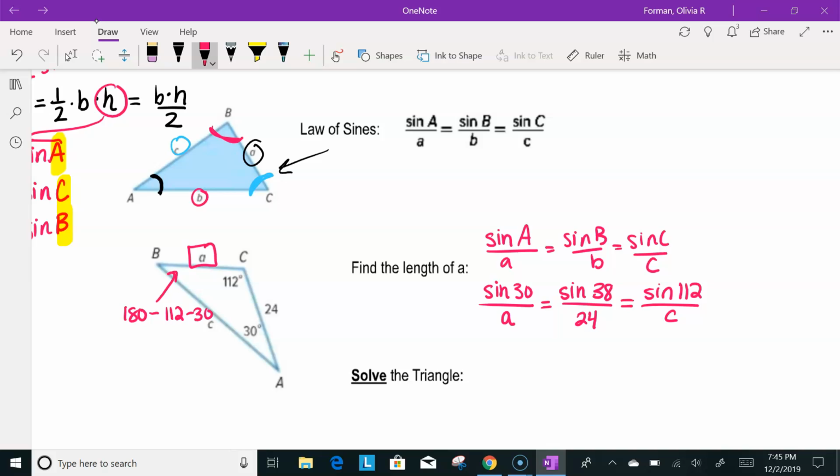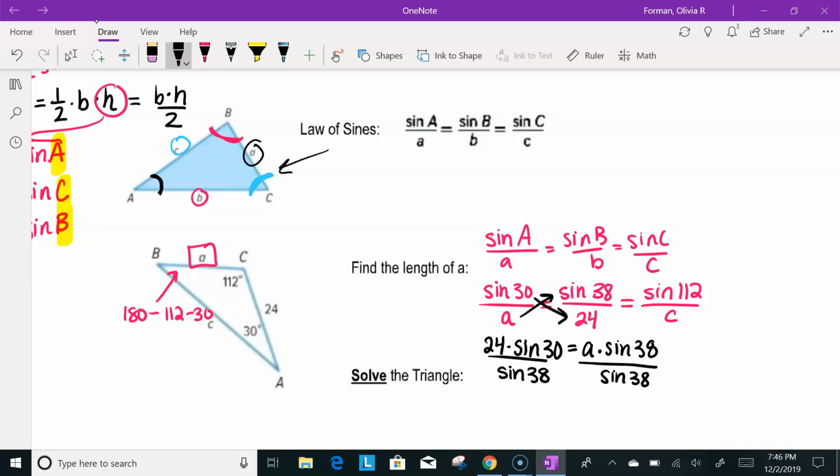So right now we have this proportion set up, and what we need to do is figure out what A is. If I just use these two right here, it's going to allow me to solve to find what A is. So I'm going to take sine of 30 times 24. So I get 24 times sine of 30, and this is equal to A times sine of 38. Okay. I want to get A by itself, so I put sine of 38 and I divide that.